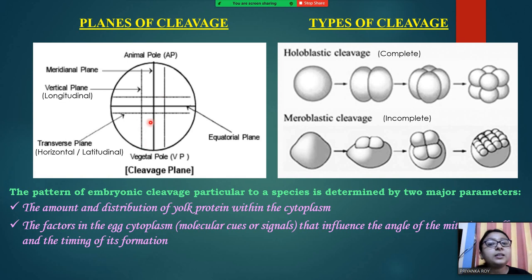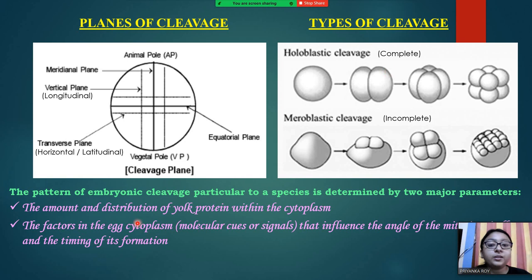And just the reverse, if the planes pass through the other part of the egg other than the center but parallel to the equatorial plane and perpendicular to the meridional plane, then those planes are known as transverse planes or horizontal planes or latitudinal planes. So according to that, different kinds of cleavage have been classified.